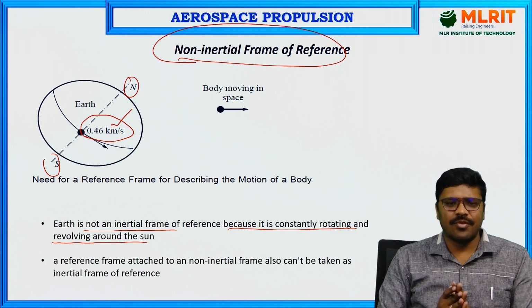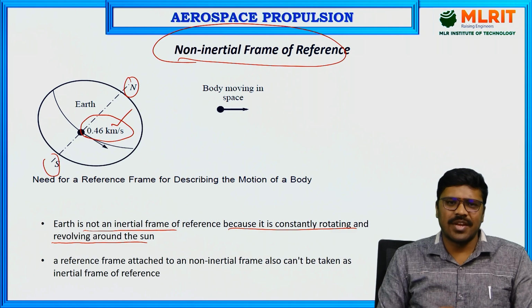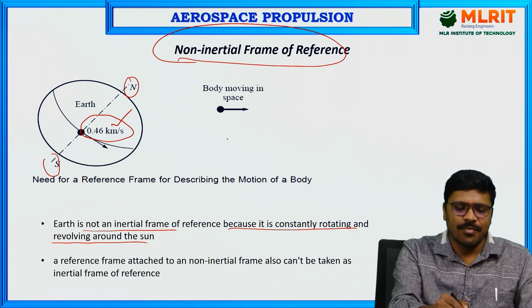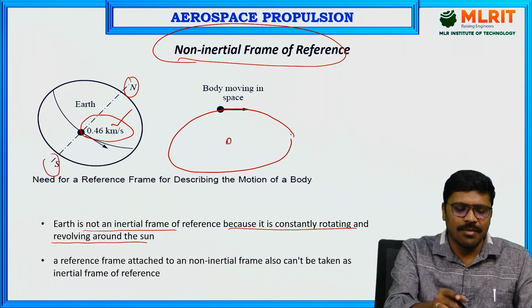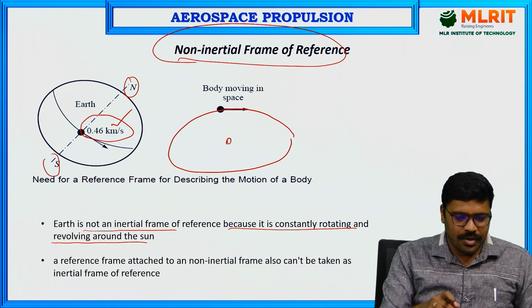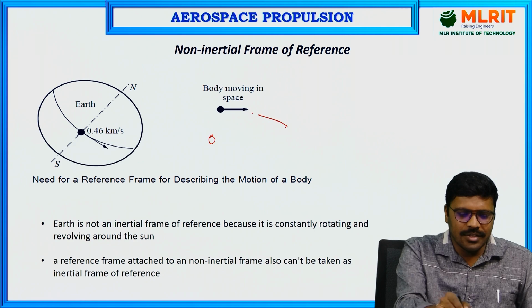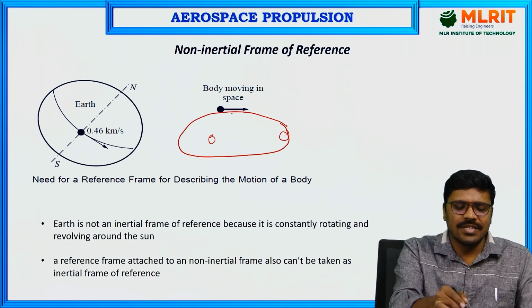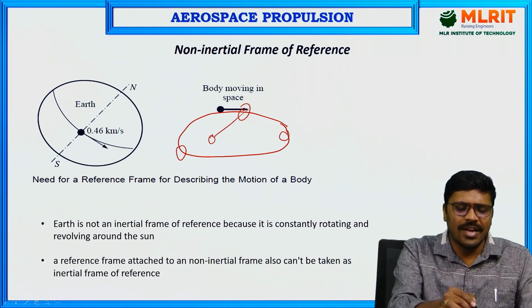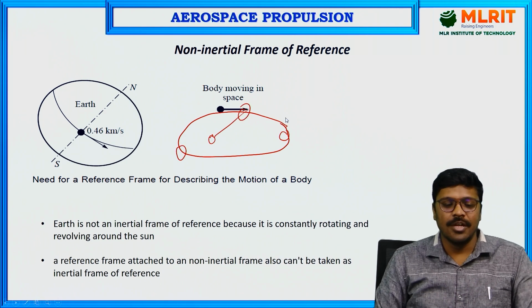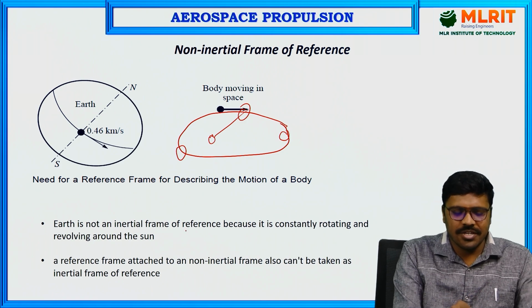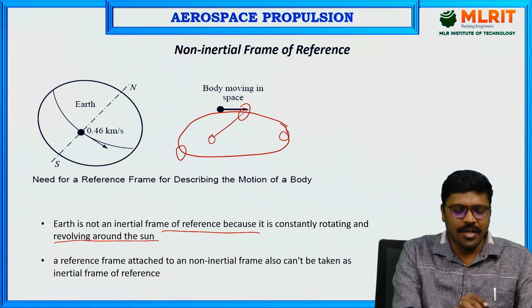In the previous slide itself, we said if it is moving with constant velocity, then it is an inertial frame of reference. But the earth is not moving with constant velocity around the sun. Suppose you take the sun here, the earth is making an elliptical orbit around the sun. So the earth will have different velocities at different positions while moving around the sun. So the velocity of the earth is not constant in its orbit. So the earth cannot be considered an inertial frame of reference. It is actually a non-inertial frame of reference because it is revolving around the sun.